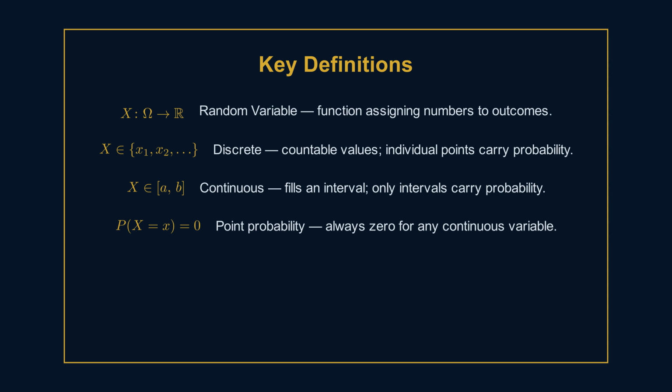In the next two videos, we are going to be going through how to build those tools. First, the probability mass function for the discrete case, and then the probability density function for the continuous case. The two frameworks are parallel but not interchangeable, and by the end you'll see exactly why.